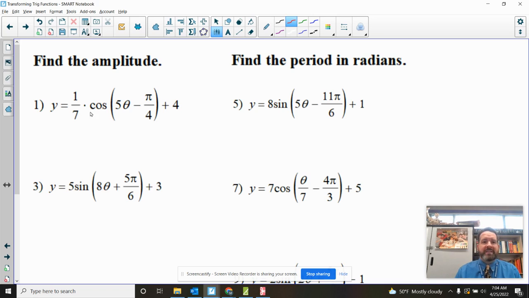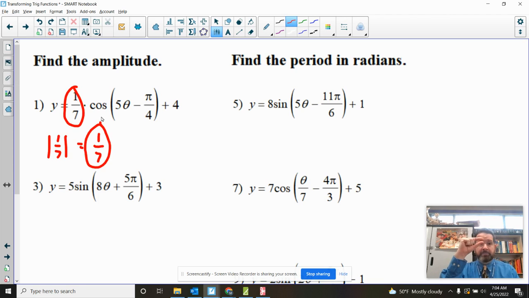So for amplitude, I'm going right to the front of my trig function and looking at the number that is in front there. So I'll tell you what, we'll try that one more time. So it's this 1/7. Now it's already positive, so the absolute value doesn't change anything. But the amplitude here then is going to be 1/7. So this will be kind of a small trig graph.